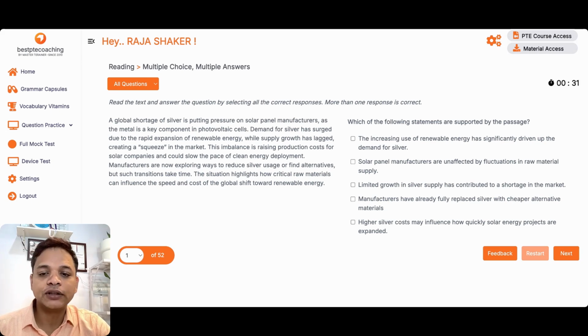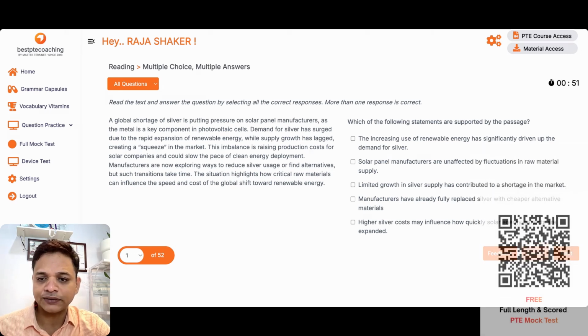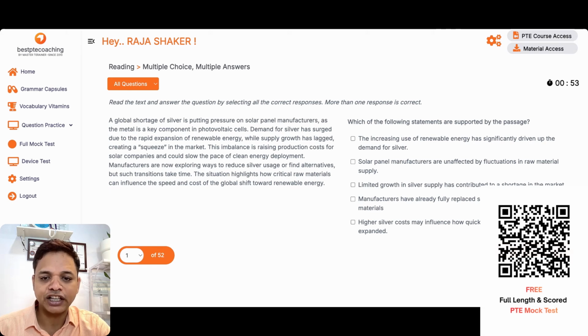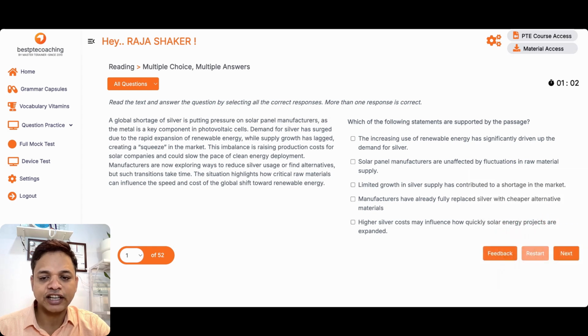A global shortage of silver is putting pressure on solar panel manufacturers. As the metal is a key component in photovoltaic cells, demand for silver has surged due to the rapid expansion of renewable energy, while supply growth has lagged, creating a squeeze in the market. This imbalance is raising production costs for solar companies and could slow the pace of clean energy deployment. Manufacturers are now exploring ways to reduce silver usage or find alternatives, but such transitions take time. The situation highlights how critical raw materials can influence the speed and cost of the global shift towards renewable energy.